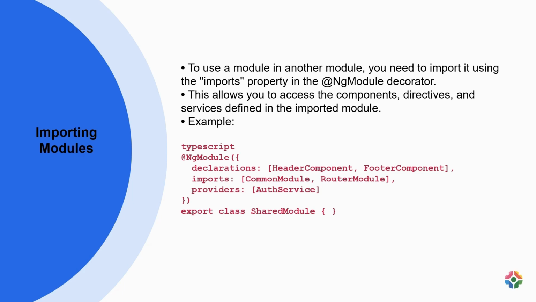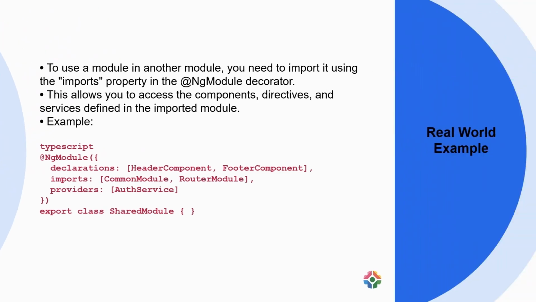TypeScript: @NgModule, declarations: HeaderComponent, FooterComponent, imports: CommonModule, RouterModule, providers: AuthService. export class SharedModule. By including CommonModule and RouterModule in the imports array of SharedModule, you're enabling the usage of functionalities and components from these modules within your SharedModule. This cascading effect allows for better modularization and reusability of code in your Angular application.